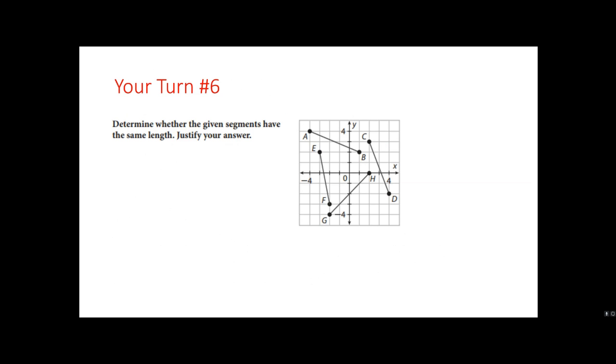All right, your turn, number 6. Determine whether the given segments have the same length. Justify your answer. I'm going to work with AB and CD. I want to see if their distance is the same. So again, will segment AB have the same distance as segment CD? Let's find out. Based off your turn, you should have realized, oh, Pythagorean theorem. And the Pythagorean theorem does something quite special.